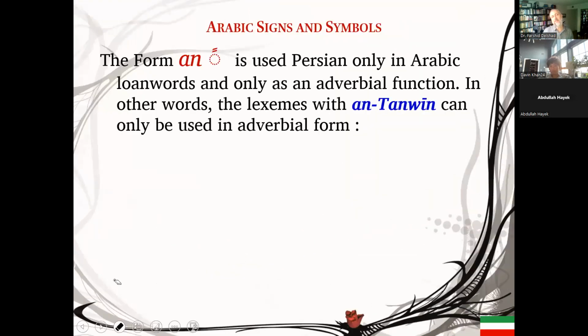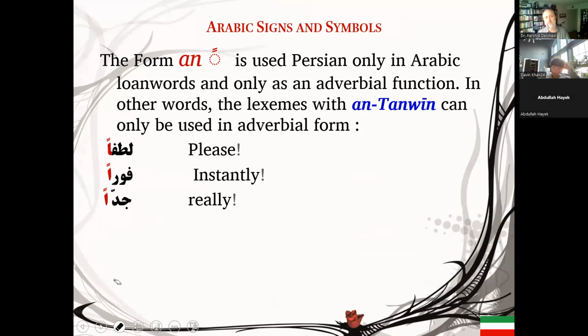And now you're going to see some examples of that. For example, you can see that in the word lutfan, which means please. David, next one. This one. Fawran, instantly, immediately. And the last one. Jaddan. Yes, really, seriously, is jaddan. Right? So it means the only usage of tanwīn in Persian is to use it as an an.